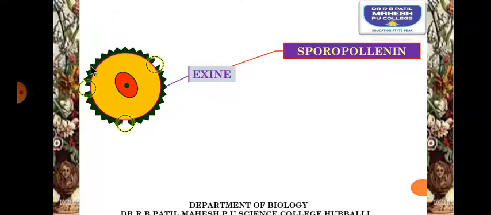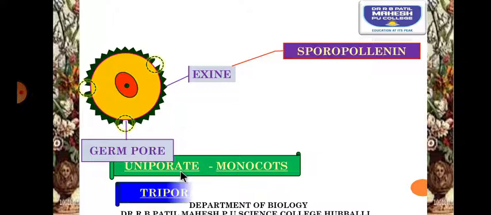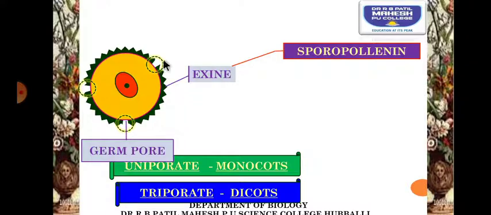Exine is present on the pollen grain throughout, but leaving some areas. There are some areas where exine is not present, and such areas are called germ pore. Germ pore occurs one in number in the monocot pollen grain, so monocot pollen grains are called uniporate, whereas in dicots there can be two or three germ pores. If there are three germ pores, then it is called triporate.